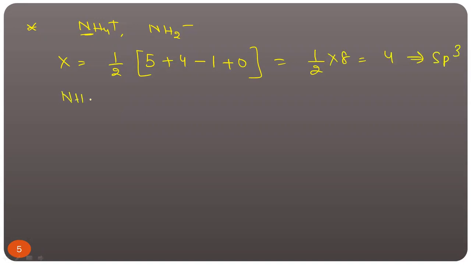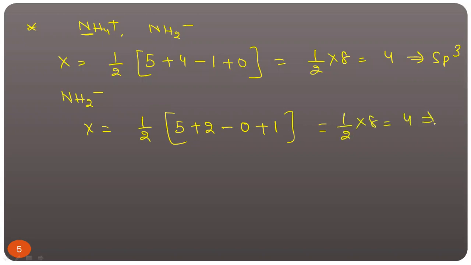Now NH2 minus, x is equal to 1 by 2. Now nitrogen 5, hydrogen 2, which charge? Negative charge, so minus 0, negative charge plus 1. Clear? Because charge on cation plus charge on anion. So 5 plus 2 is 7, 7 plus 1 is 8, 1 by 2 into 8, that is equal to 4. So hybridization is again sp3. Clear? This is the method to find out the hybridization.